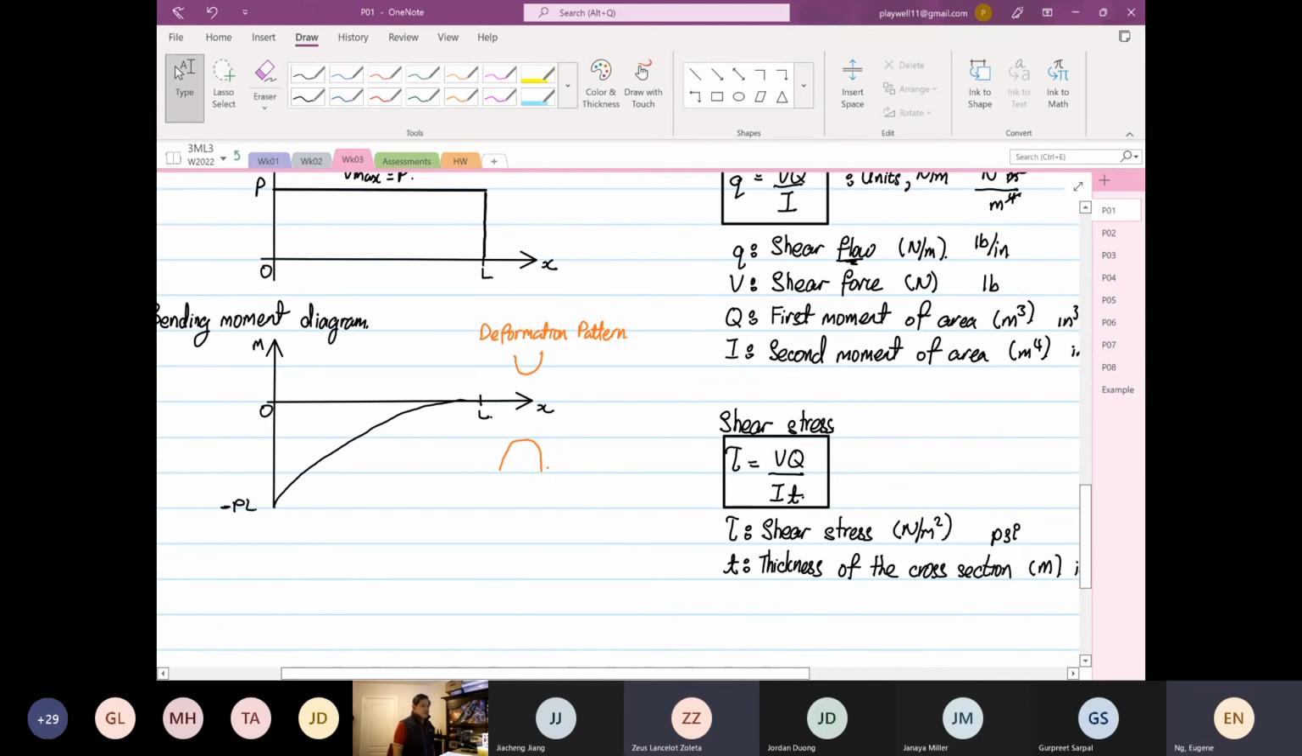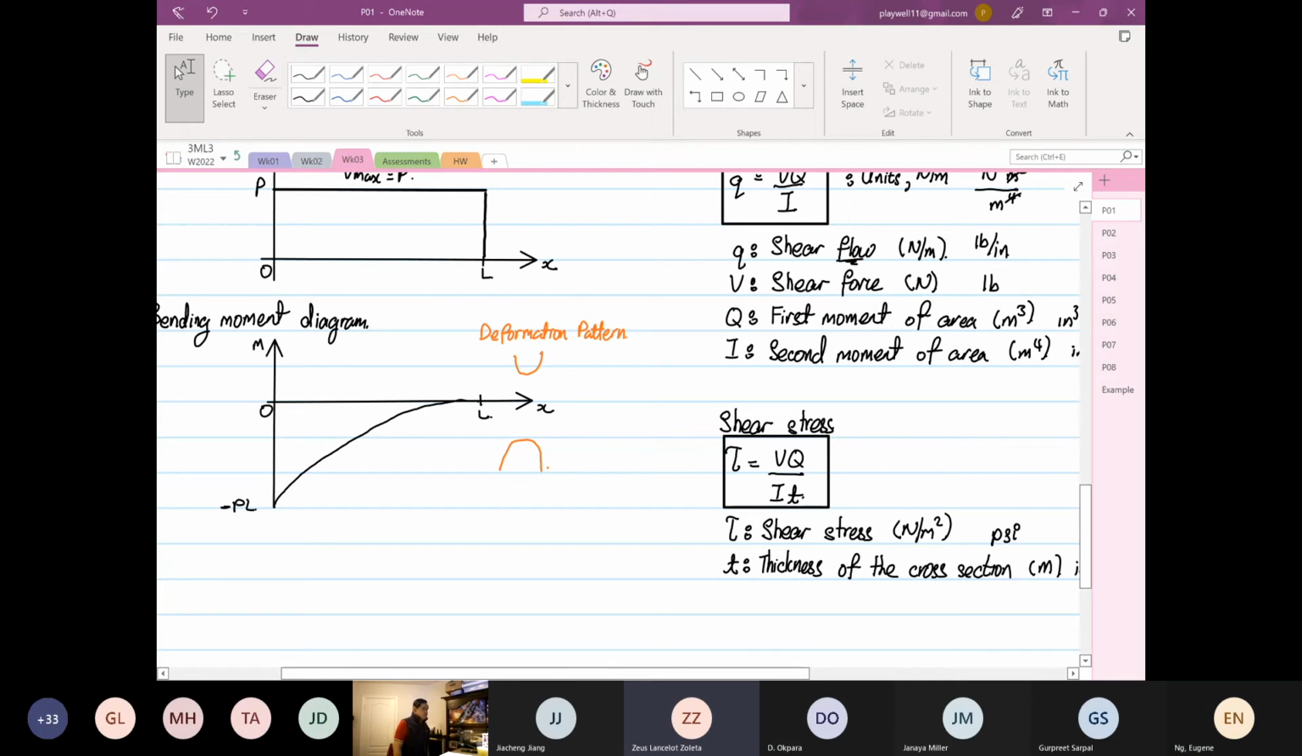Anyone, any question so far? Yes. What's that PSI? Pounds per square inch. Is that shear stress? Yeah, that's the units for shear stress.